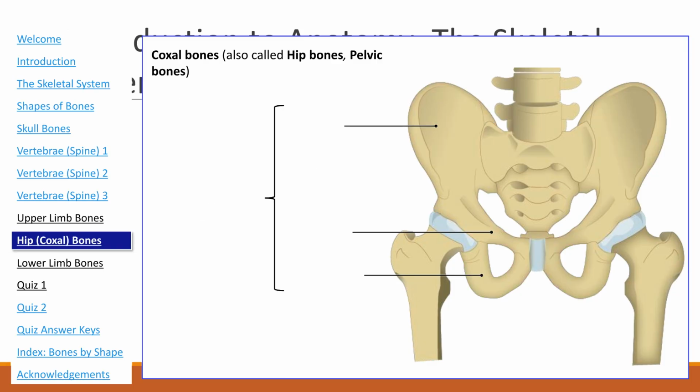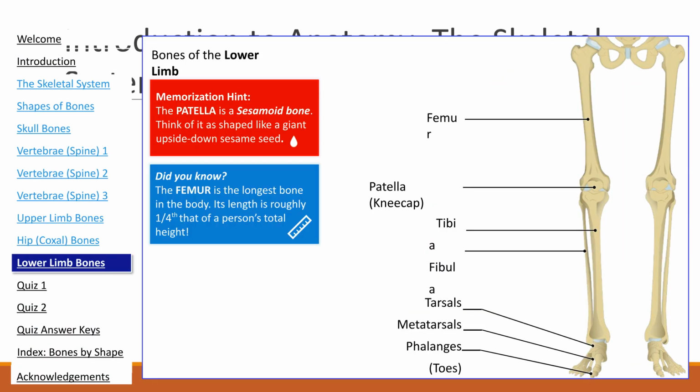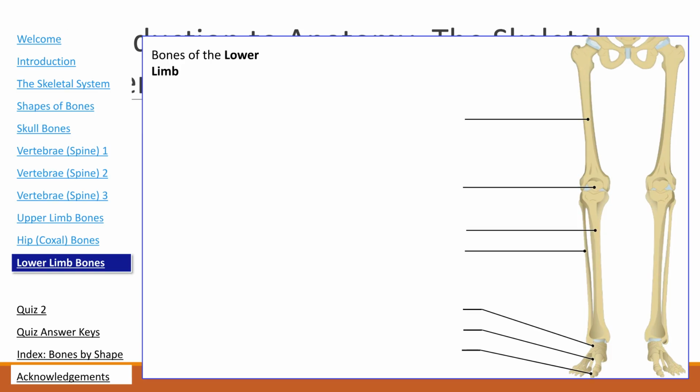The coxal bones, also called hip or pelvic bones, are comprised of the iliac, ischium, and pubic bones. The coxal bones are fully fused by age 25. This slide is for you to practice identifying these bones. This slide is an unlabeled view of the coxal bone for self-assessment.